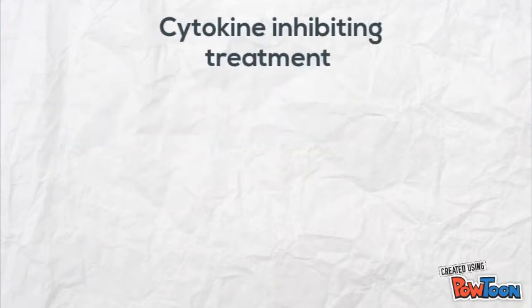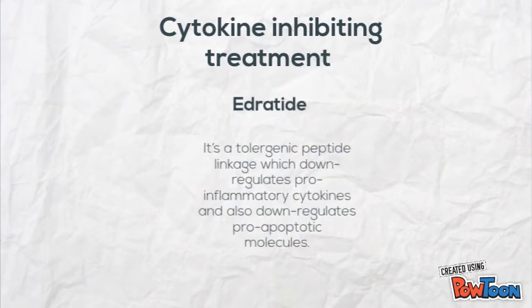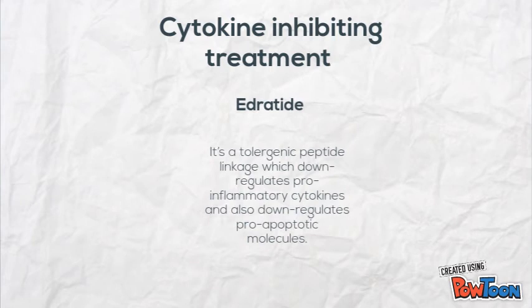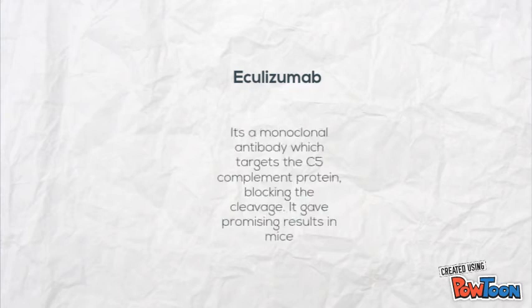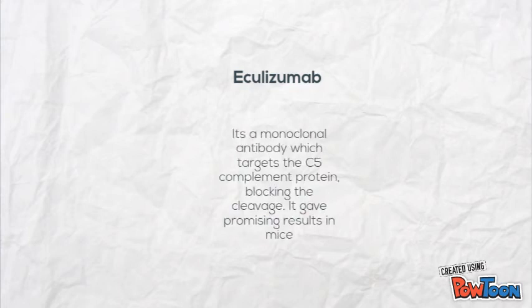Some of the other therapeutic approaches were edratide or hCDR1. It's a tolerogenic peptide linkage which downregulates pro-inflammatory cytokines such as IL-1 beta, TNF-alpha, IFN-gamma, IL-10, BLyS. The second therapeutic approach was eculizumab or anti-C5b. It is a monoclonal antibody which targets the C5 complement protein, blocking the cleavage. It gave promising results in mice and in phase 1 trials.